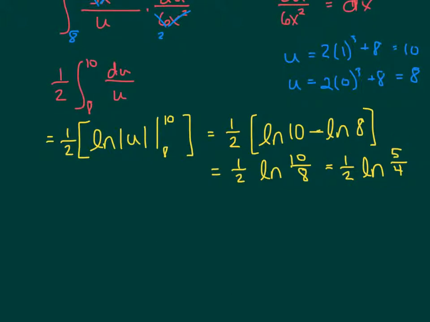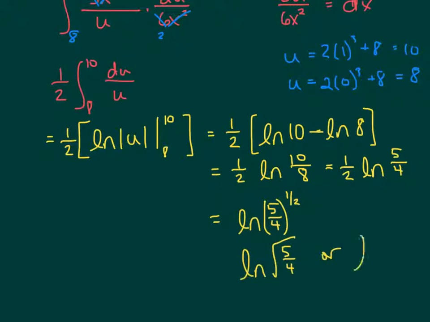So really, this is like the natural log of (5/4)^(1/2). In other words, natural log of the square root of 5/4, or one more step, natural log of square root 5 over 2. I'm just pointing this out because there are lots of different variations of the same answer that they could use. I would probably say the most common would be this one here. But they could go as far as this here.